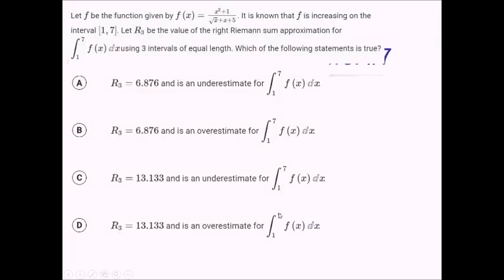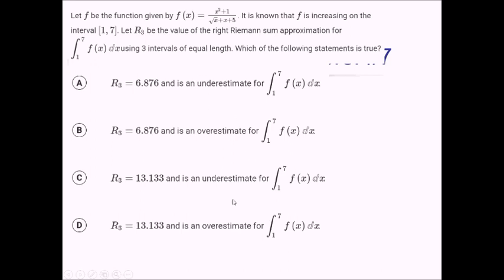For this calculator-based problem, f is this rational, radical, weird function up here, and we're told that f is increasing on the interval from 1 to 7. We could probably figure that out on our own, but they're saving us a little bit of time. They're saying that R3 is the value of the right Riemann sum approximation for the integral from 1 to 7, using 3 intervals of equal length. Which statement is true based off of this?